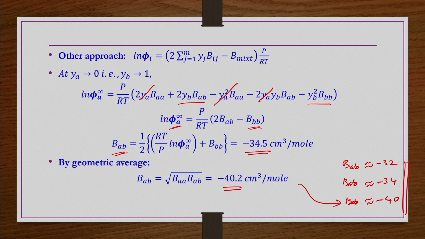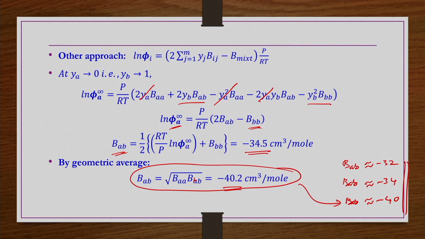So, in the worst case, when there is no information to find out the cross virial coefficient, if you know the pure virial coefficients, then we can find out the cross virial coefficient by geometric average. This should be BBB, right.